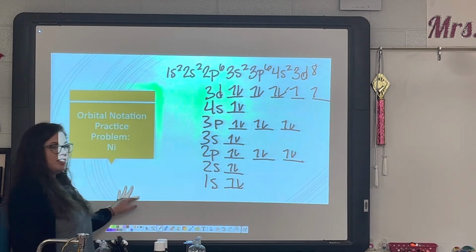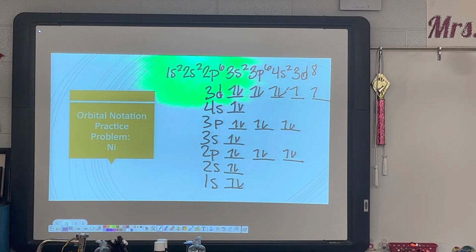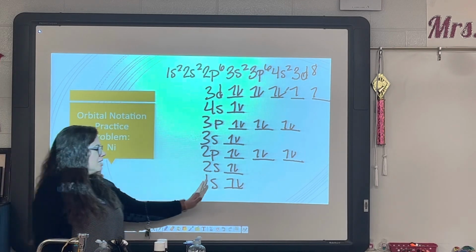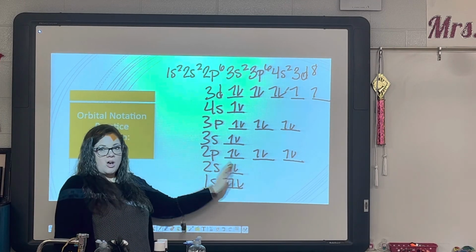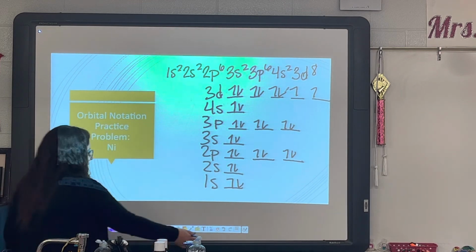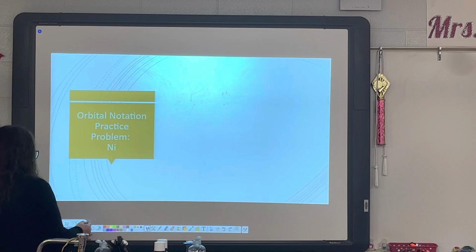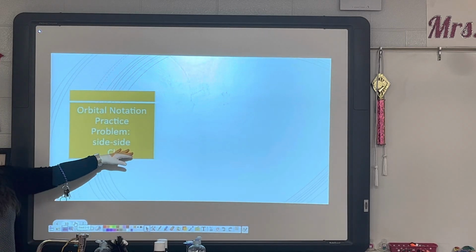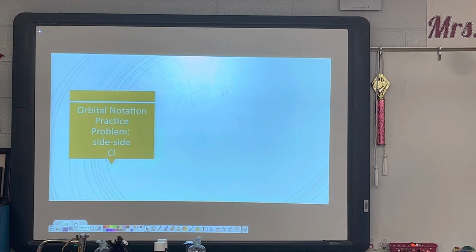Now, there is a way to where this won't take up as much paper. You can do this side to side. I like doing it up and down because you can look and say, all my S's get 1, all my P's get 3, okay? But you can do this side to side. So let's do an example of that way just so you can see how it's done. So let's do chlorine side to side. Alright, so chlorine. Find chlorine.